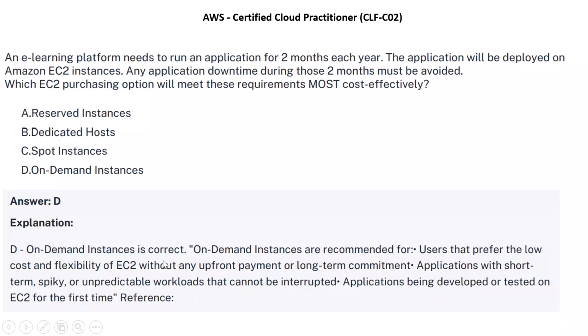On-demand instances is correct. On-demand instances are recommended for users that prefer the low cost and flexibility of EC2 without any upfront payment or long-term commitment. Applications with short-term, spiky, or unpredictable workloads that cannot be interrupted. Applications being developed or tested on EC2 for the first time.